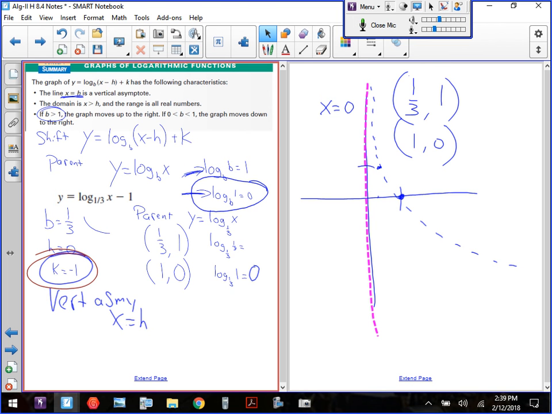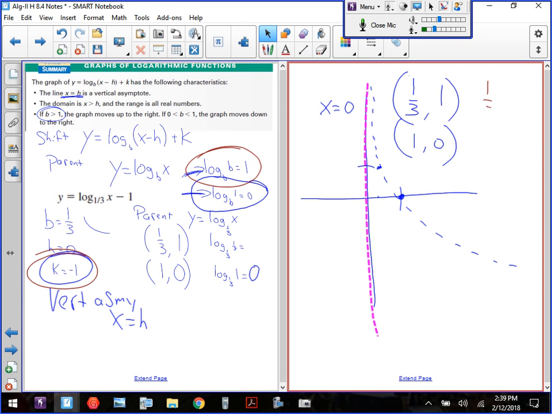I use the property log base b of b equals 1. Anytime you have any log base of the same value, it always equals 1, because what is 1/3 to the 1 power? 1/3. Okay, that's why we're using those. So then my shift, all I have to do is subtract 1, it'd be at 1/3, 0, and 1, -1.